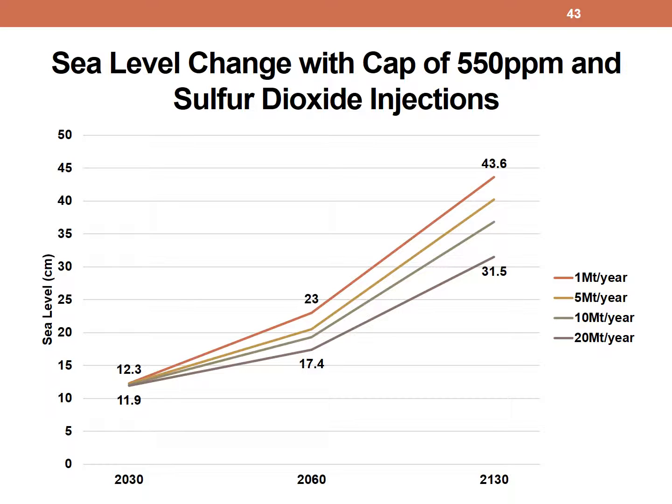The sea level change with the cap of 550 parts per million shows more of an increase from 450, but still less than no cap at 43.6 centimeter increase from pre-industrial sea levels, and that's with injecting 1 million tons a year. By injecting 20 million tons, we reach that 31, which is just slightly less than the 450 cap with 1 million tons of sulfur dioxide a year.